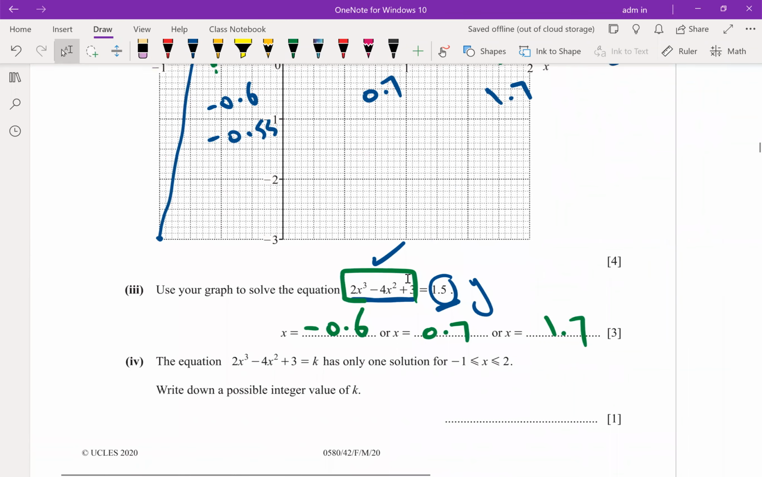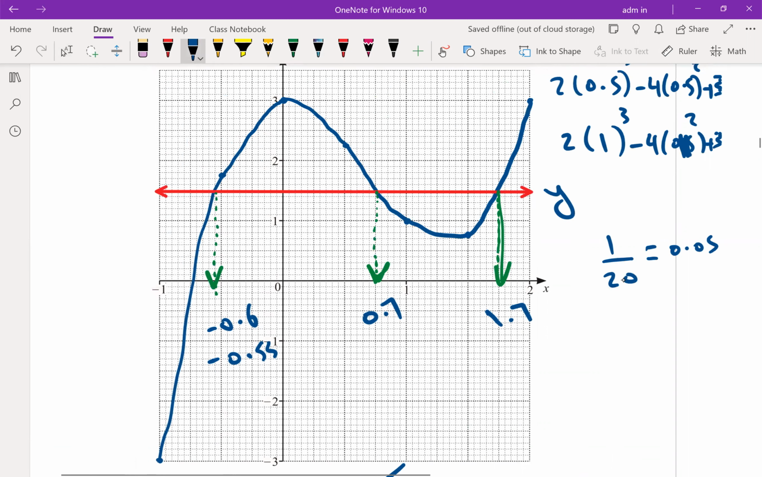Look at the equation. The equation is exactly the same. There is no change. The right side is 1.5. You have to draw the line y equals 1.5. After drawing the line, just find the intersection. He asked to solve the equation, to get the values of x. So the first intersection, the red line cuts the blue line at 3 points. So this is the first solution.